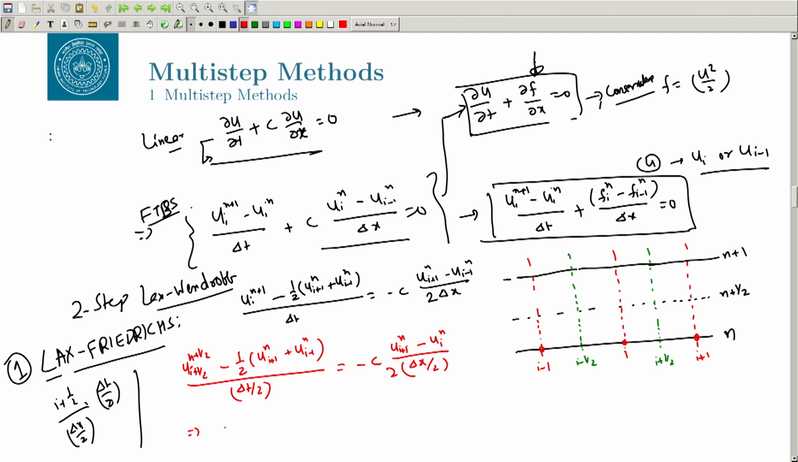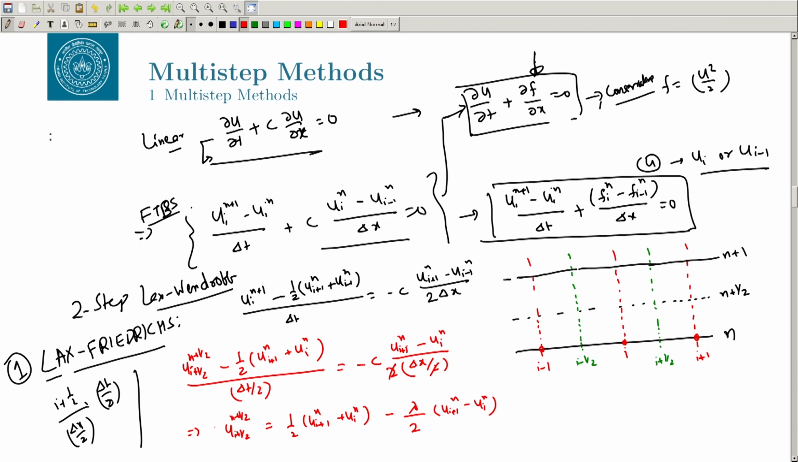So, you can get the value u I plus half n plus half would be equal to half u I plus 1 n plus u I n minus, so this 2 will cancel out. So, you can write it, this will be lambda by 2 u I plus 1 n minus u I n, right. So, this is my first equation.